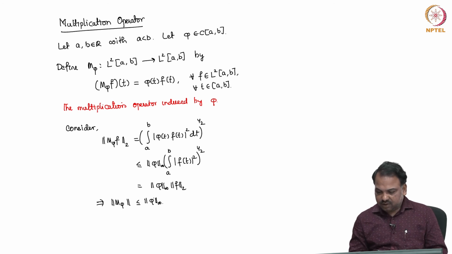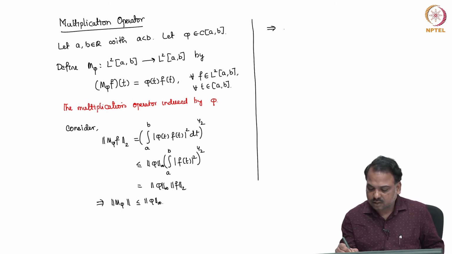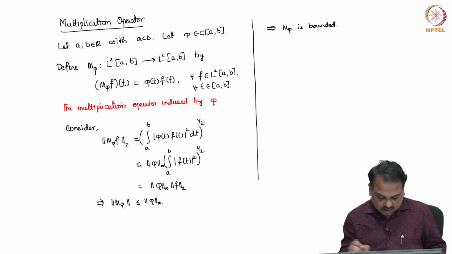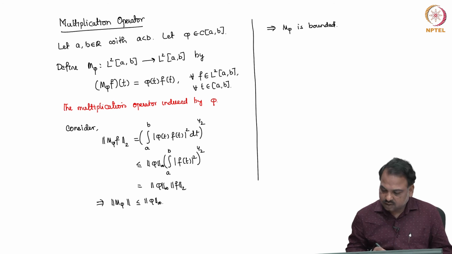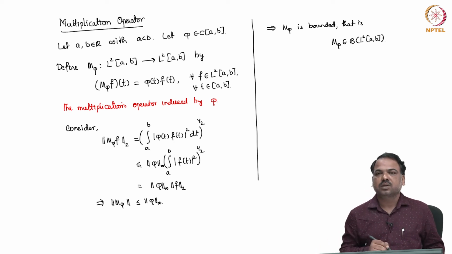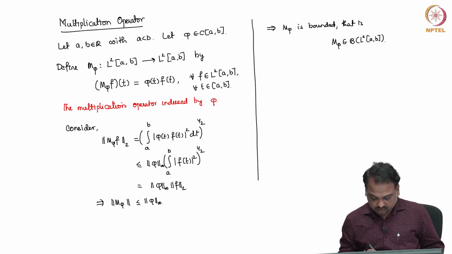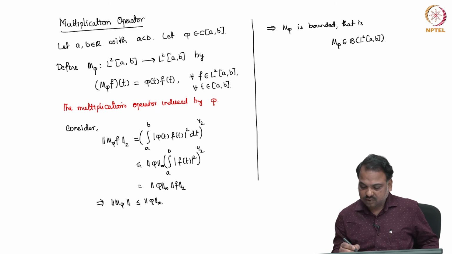From this we can only say that M phi is bounded. And it is easy to check that it's a linear map. So we can say that M phi is a bounded linear map on L2 of a, b. Now we can show that this inequality becomes an equality: the norm of M phi equals the sup norm of phi. So that is the claim.